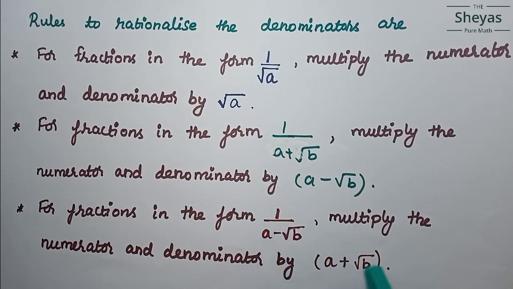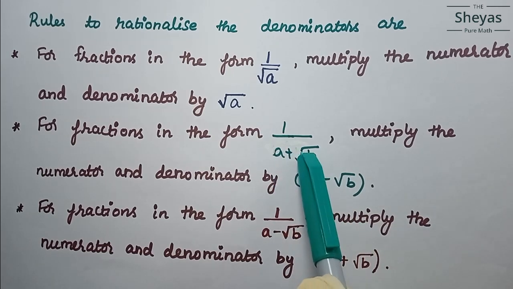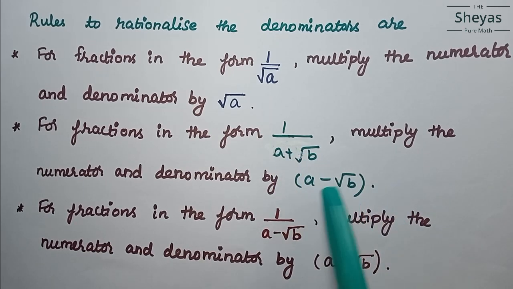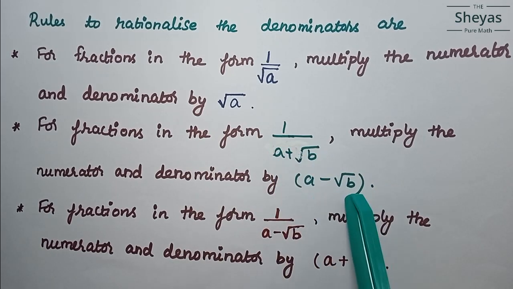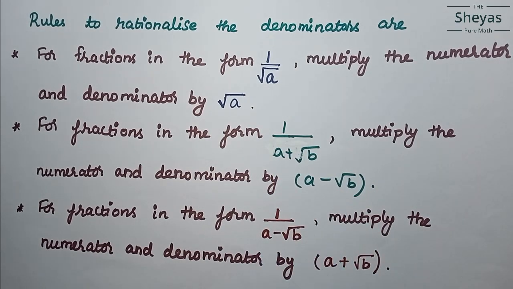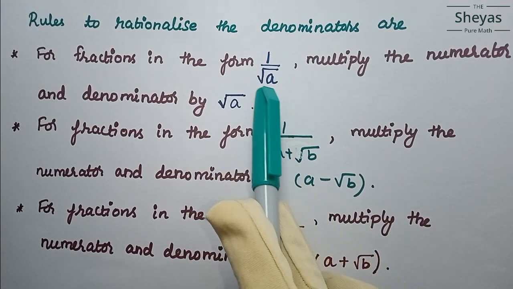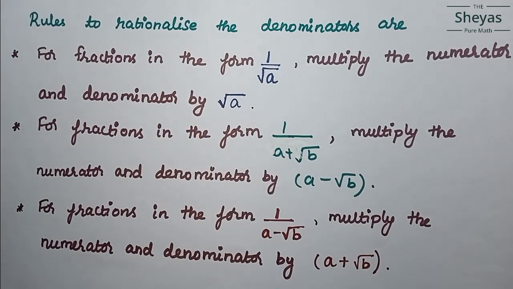We call these conjugates. If it is a minus root b, then you have to multiply that by a plus root b. If it is a plus root b, then you have to multiply by a minus root b. Just see the difference. If it is simply root a, then you have to multiply with root a. Okay, now let us start doing the problems.